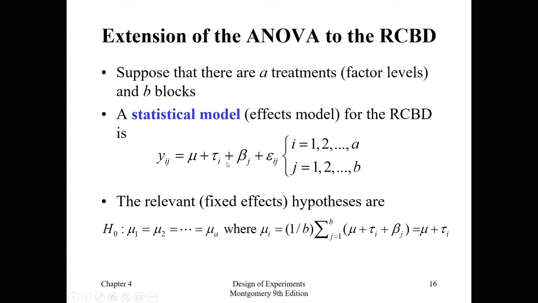Typically in the blocking factor, we do not have replications within the blocks and treatment combinations. So there's no additional subscript here. We have the ith factor, we have the jth block, but we aren't really accounting for any replications within each block. This is very typical in the randomized complete block design.